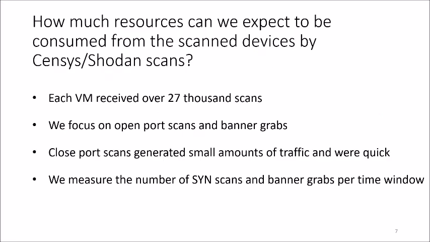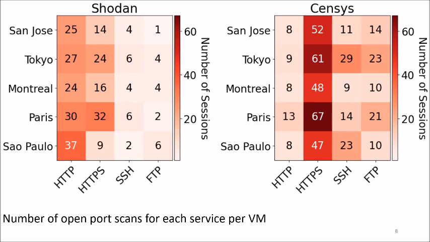Over the 47 days, each virtual machine received over 27,000 scans, 411 per day from Censys and 126 per day from Shodan on average. We focus on open port scans and banner grabs because closed port scans generate a small amount of traffic and are very quick. To answer this question, we measure the number of scans, the number of banner grabs, and how long they took to complete.